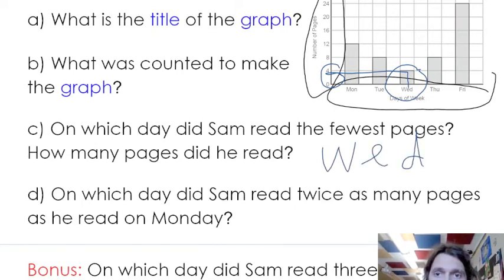And how many pages did he read? 4 pages. Excellent. So on which day did Sam read twice as many pages as he read on Monday? So how many did he read on Monday? Let's take a look here.